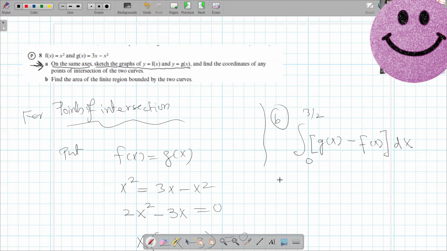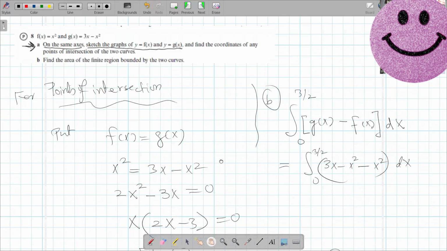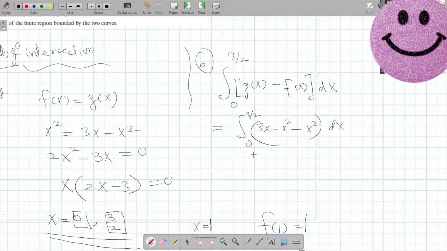This will be the required area. Find this simple integration. g of x is 3x minus x squared, f of x is x squared. So we will just integrate this and find its value.